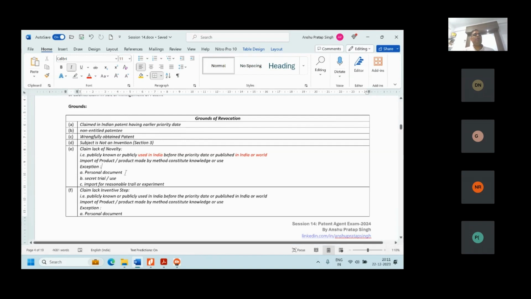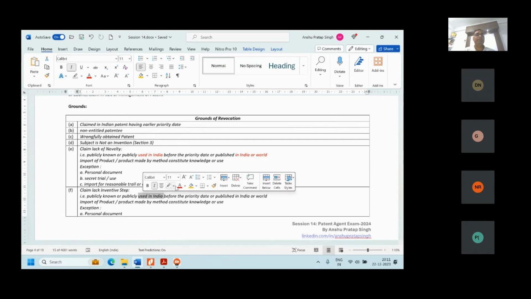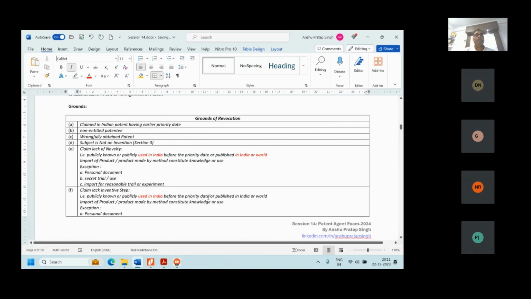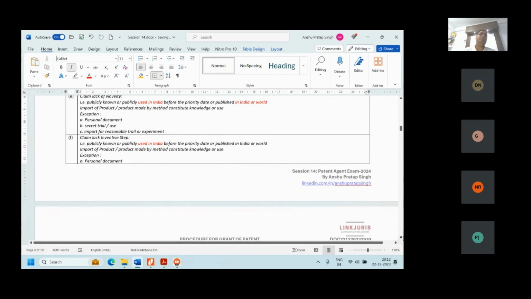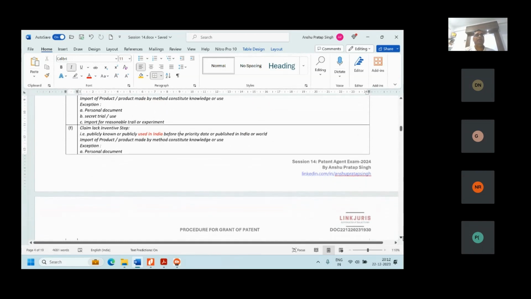So now comes personal document, secret trial use, and import for reasonable trial or experiment is an exception. Then inventive step: publicly known or publicly used in India before the priority date. This use will take away the inventive step, or publication will also take away the inventive step. Import will also. However, the same exception will follow: personal documents, secret trial or use, import for reasonable trial or experiment.